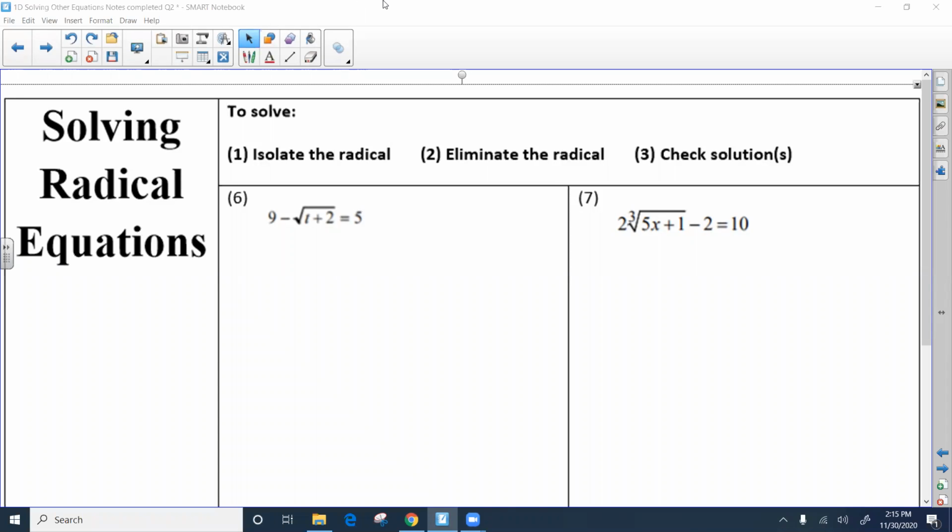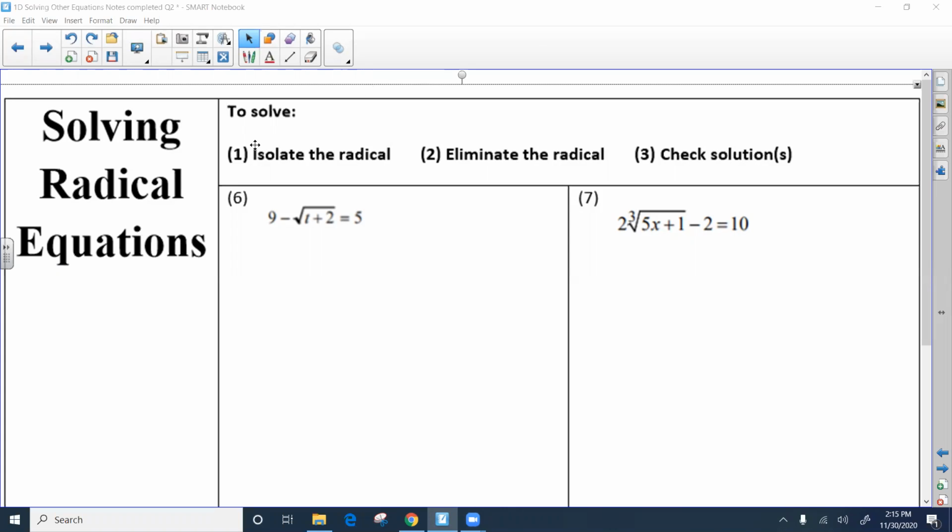So our next type of equation to solve in 1D is solving radical equations. A radical equation will have some type of radical, like a square root or a cube root, which are the most common ones. So here are the steps up at the top to solve.